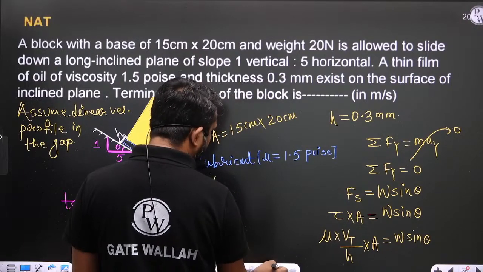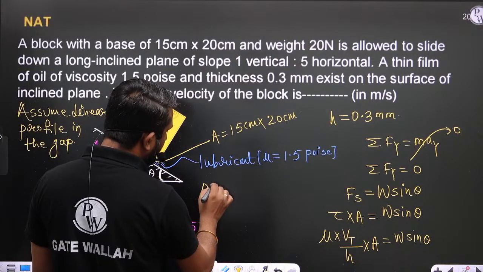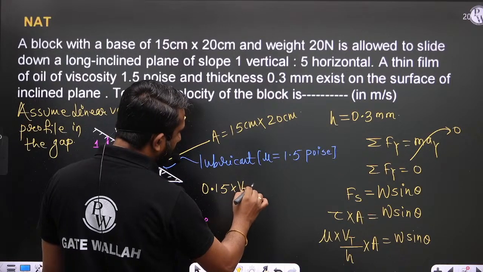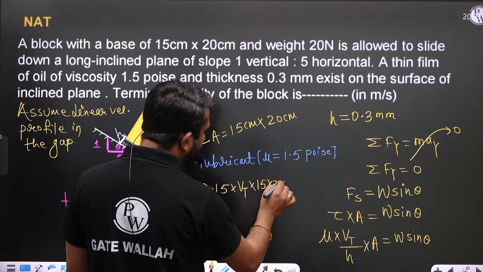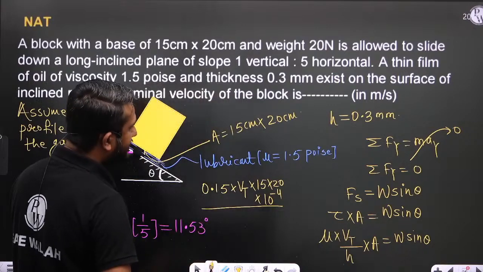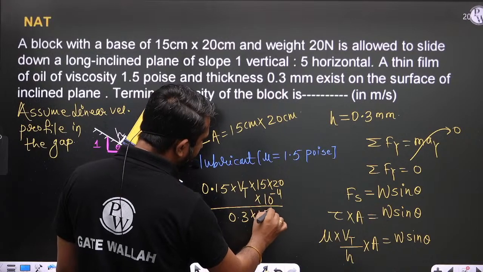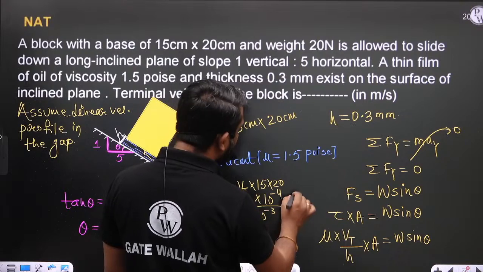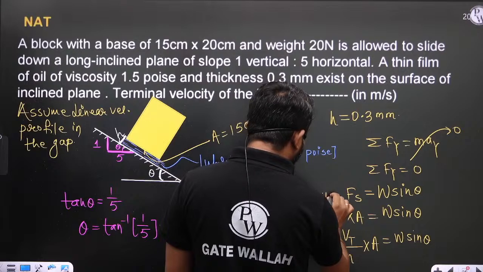So, mu is 1.5 poise, which is 0.15 Newton second per meter square, multiplied by Vt, which is unknown, multiplied by area. Area is 15 multiplied by 20 into 10 to the power minus 4 meter square, divided by h. h is given as 0.3 mm, so this is 0.3 into 10 to the power minus 3 meter. And this is equal to W sine theta. What is the value of W? 20. And theta is 11.53.